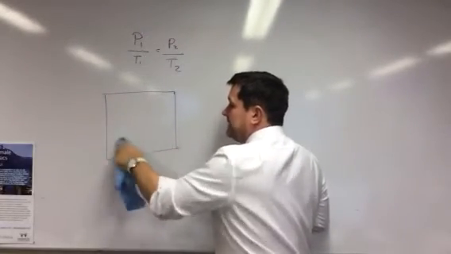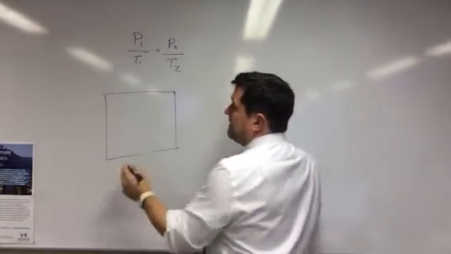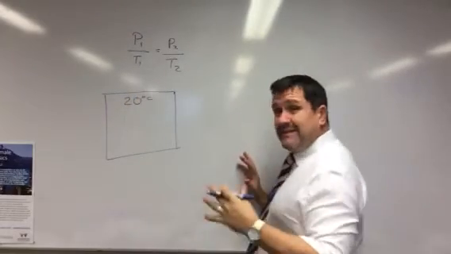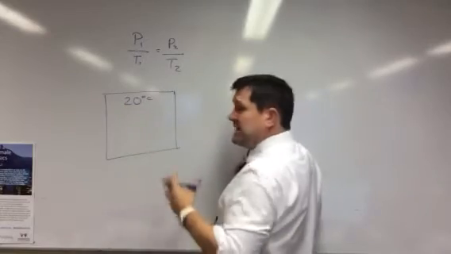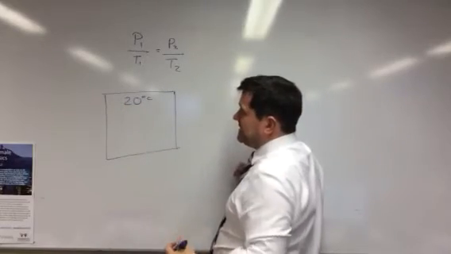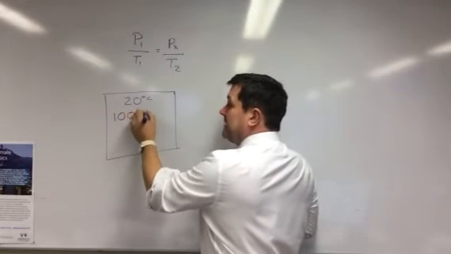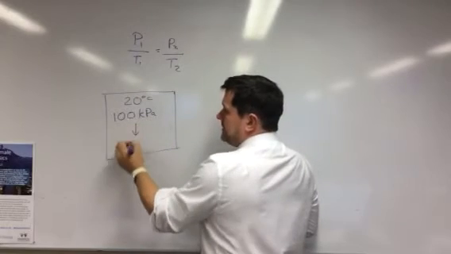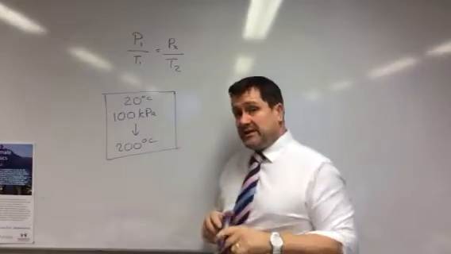So in a container, we have a gas, and that gas might be at 20 degrees C. Now we're going to heat this gas up from 20 degrees C to another temperature. But first we need to know what's the pressure inside. So we'll pick atmosphere, so we'll say it's 100 kilopascals. Now we're going to heat it up to 200 degrees C. What will be the new pressure?